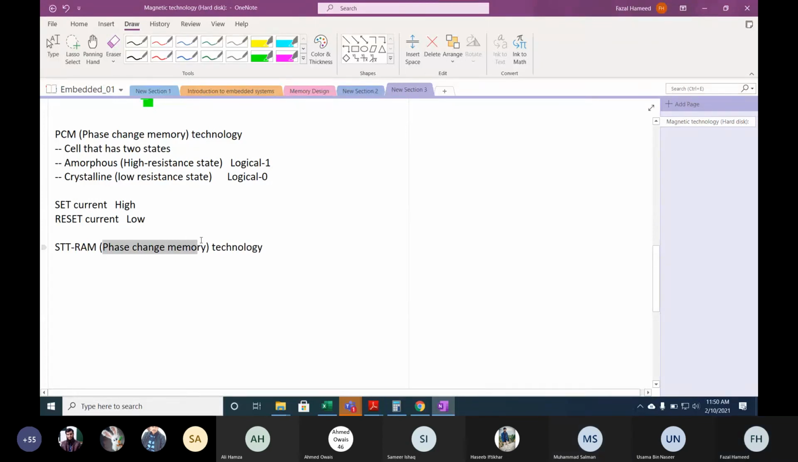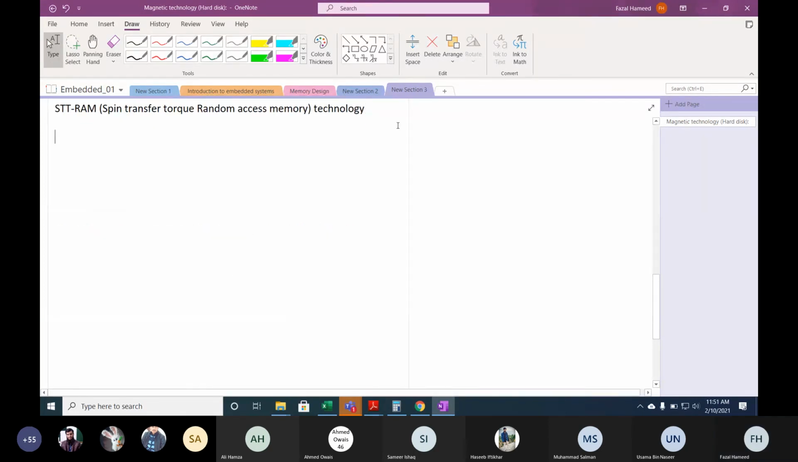So there is another memory, STT-RAM. This stands for spin transfer torque random access memory. In this memory, data is stored in the form of magnetic orientation with respect to polarized current. I will explain it better.